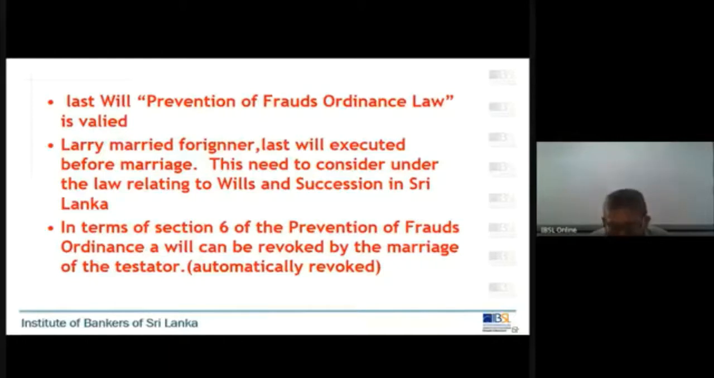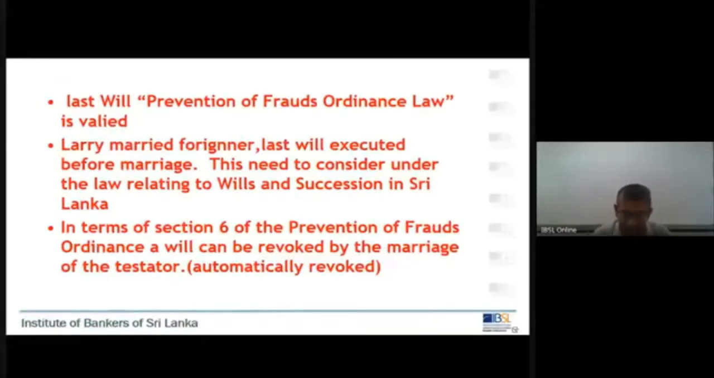Rather than writing a last will, Larry should have made a nomination. If Larry had made a nomination, these types of problems would not have arisen. So the ideal solution here is not to have a last will, but a nomination. Why? The nomination always supersedes the last will.